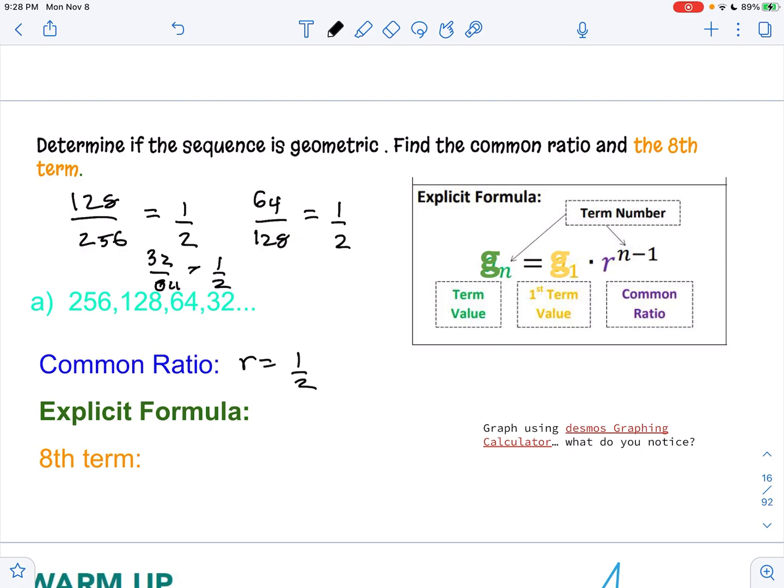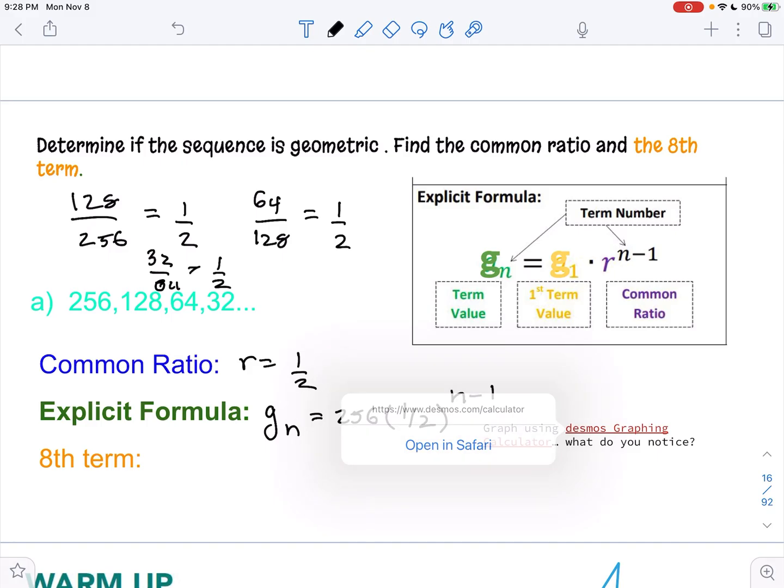To write the explicit formula, you need the first term. The first term is 256. So it's going to be g of n, our geometric series with n terms, equals 256 times our common ratio to the n minus 1. There you go. And they want the 8th term.